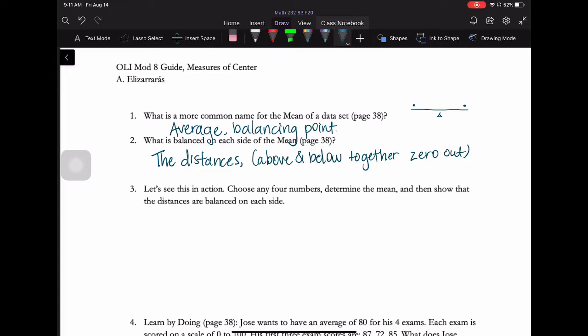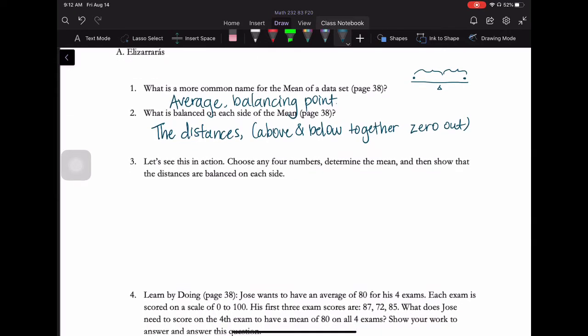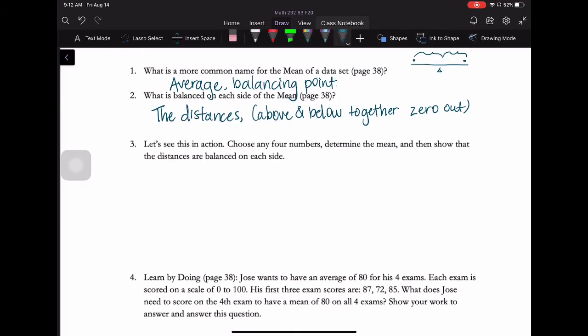The question 2 says what's balanced? Well, the distances are balanced above and below. They zero each other out. So the distance away from this mean, they zero each other out. I'm going to talk about that in just a second, but I want you guys to pick 4 numbers, any 4 numbers that you want, and find the average. So take a second, pause, come back when you're ready.